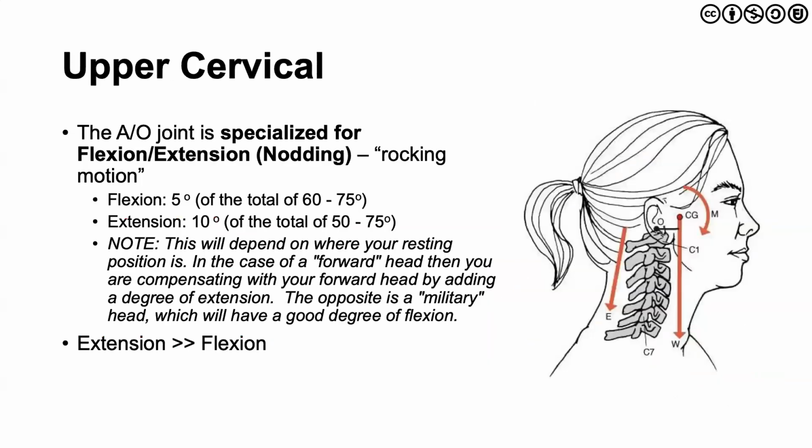The upper cervical spine, specifically the atlas and occipital joint, is specialized for flexion extension or nodding, a rocking motion. About 5 degrees of flexion of the total 60 to 75 comes from this joint, and about 10 degrees of extension of the total 50 to 75. And this really depends on where your resting position is. For example, if you have adopted more of a forward head posture, then you're likely compensating by adding this degree of extension at the upper cervical spine. The opposite would be a military head posture, which would have a good degree of upper cervical flexion.